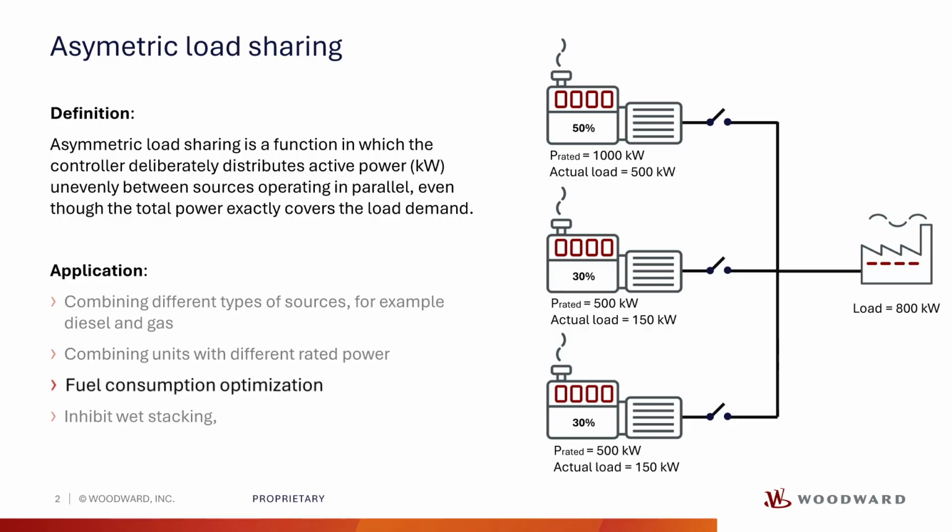It can be helpful in optimizing fuel consumption. If one unit has a better fuel curve in a certain range, we can preferentially load it to reduce overall fuel use while still meeting the total demand.